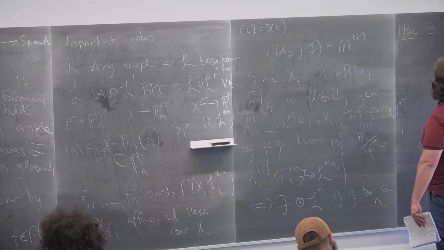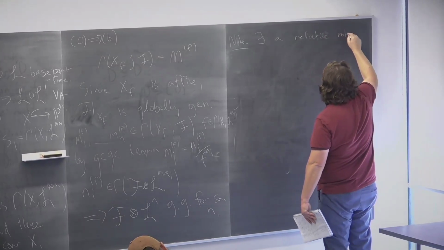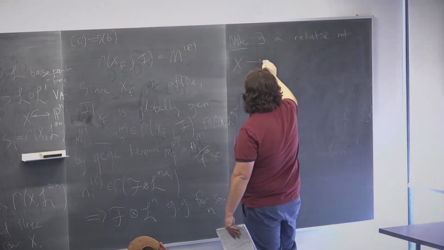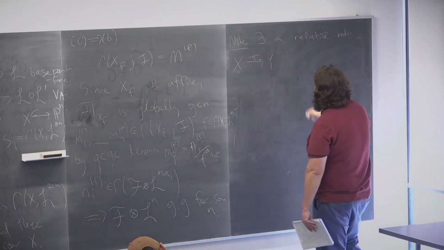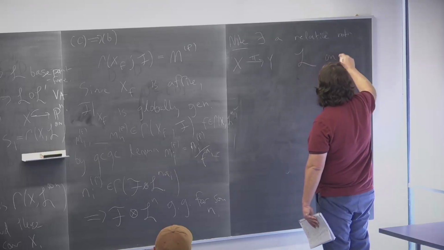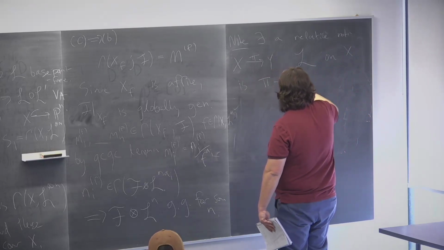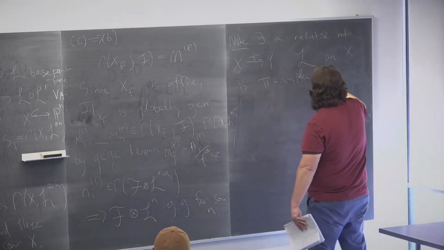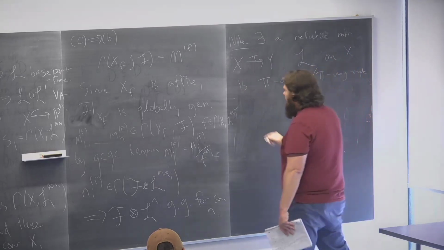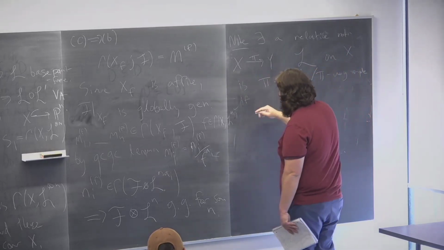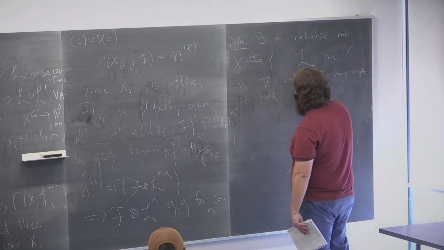Note, there exists a relative notion. I could have X mapping to some Y by some map pi, and then have a line bundle on X. It is pi-ample or pi-very ample if this holds for an open affine cover of Y.